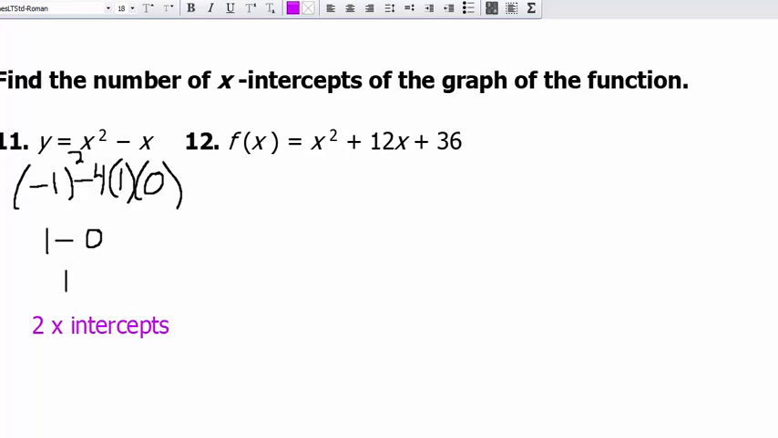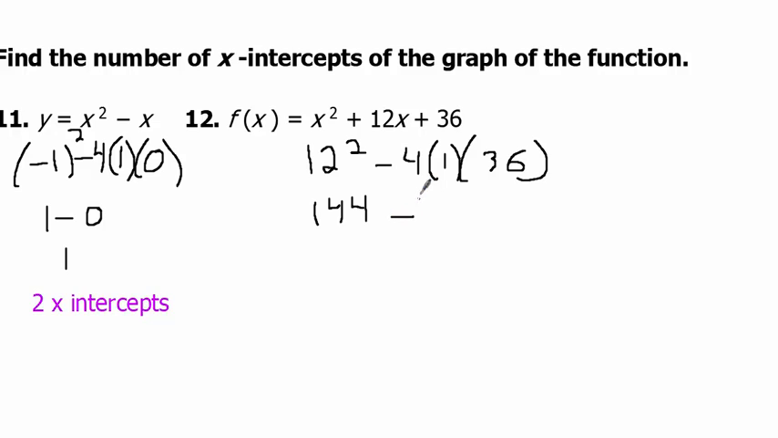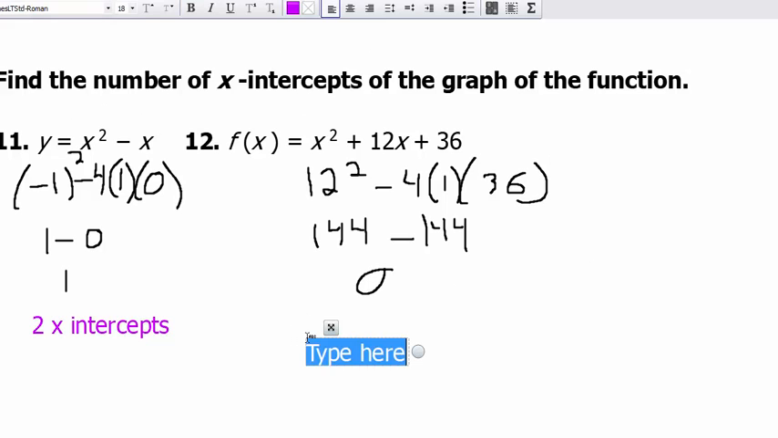Continuing, I have 12 squared minus 4 times 1 times 36. So if I see the term but don't see a number, it's 1. If I don't see the term, it's a 0. This ends up being 144 minus 144. 0 is not my answer. 0 is the discriminant. The discriminant tells me I have 1 x-intercept.